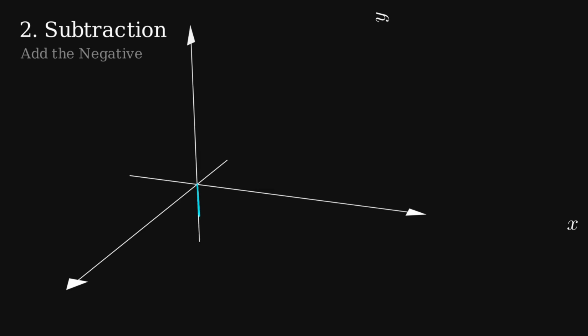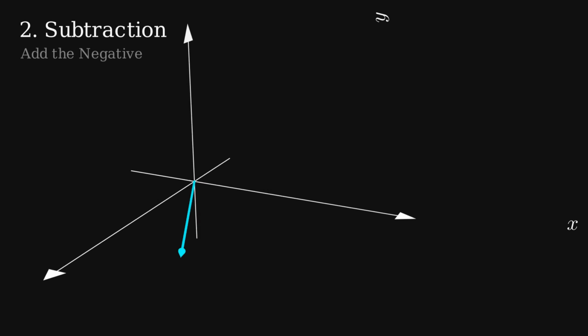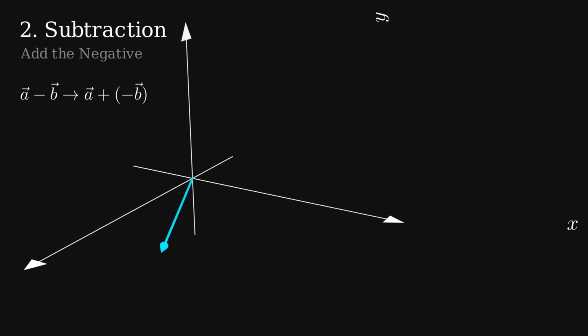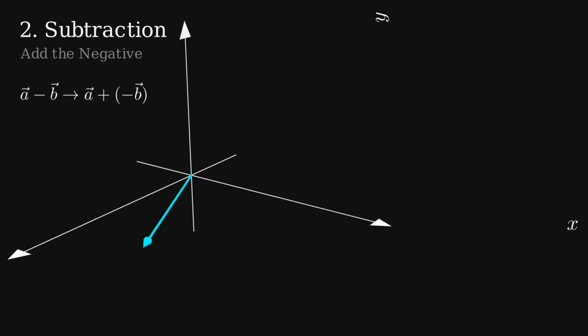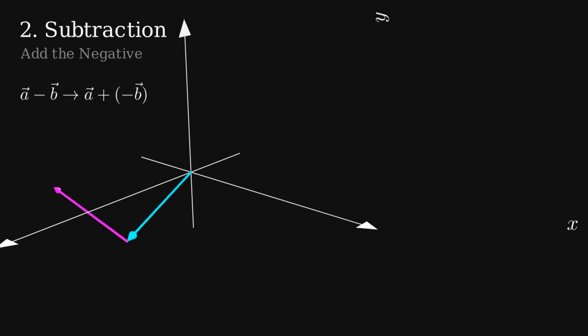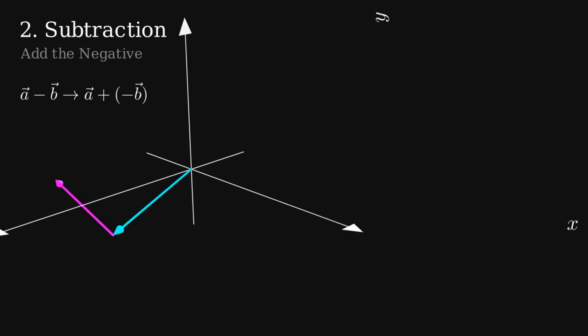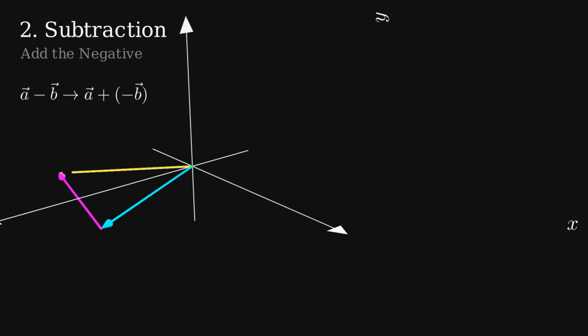Next, let's look at subtraction. This can be tricky, but it helps to think of it as just adding a negative. We take our second vector, flip its direction completely, effectively making it negative, and then add it to the tip of our first vector to find the difference.